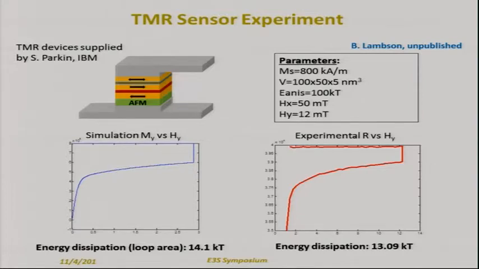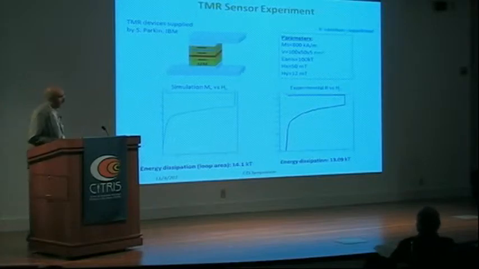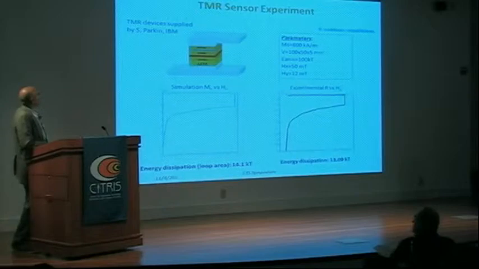And using the TMR sensor, applying magnetic fields according to the prescription, here's the measured magnetization loop for this particular nanomagnet. So whereas the energy loop area for this loop is about 14 kT, he actually measured 13 with some error on the order of a few. And so at least in this first cut, we're making some pretty good progress on being able to investigate experimentally this regime.